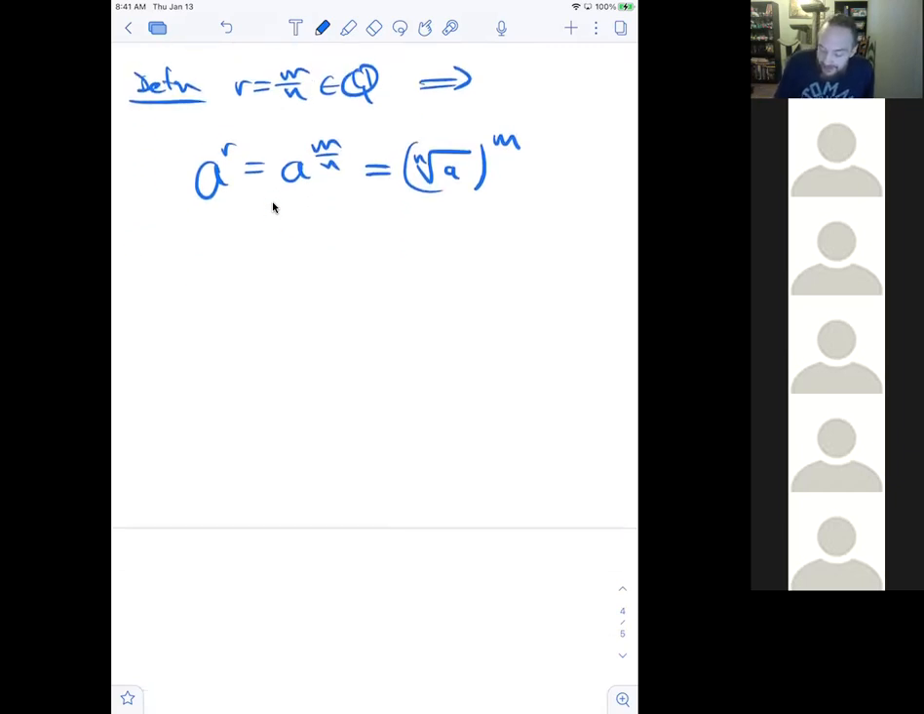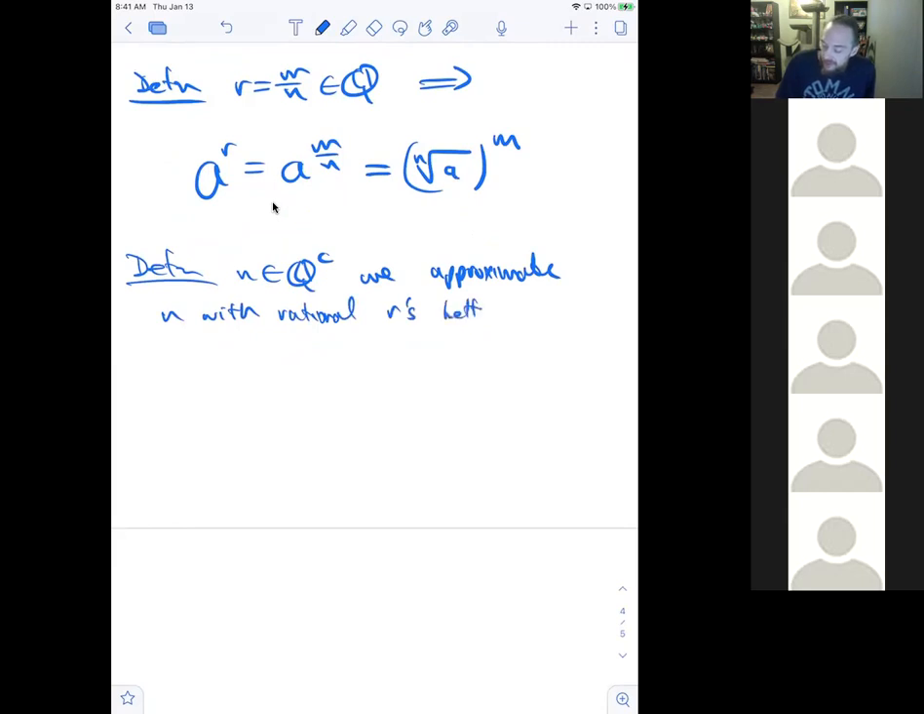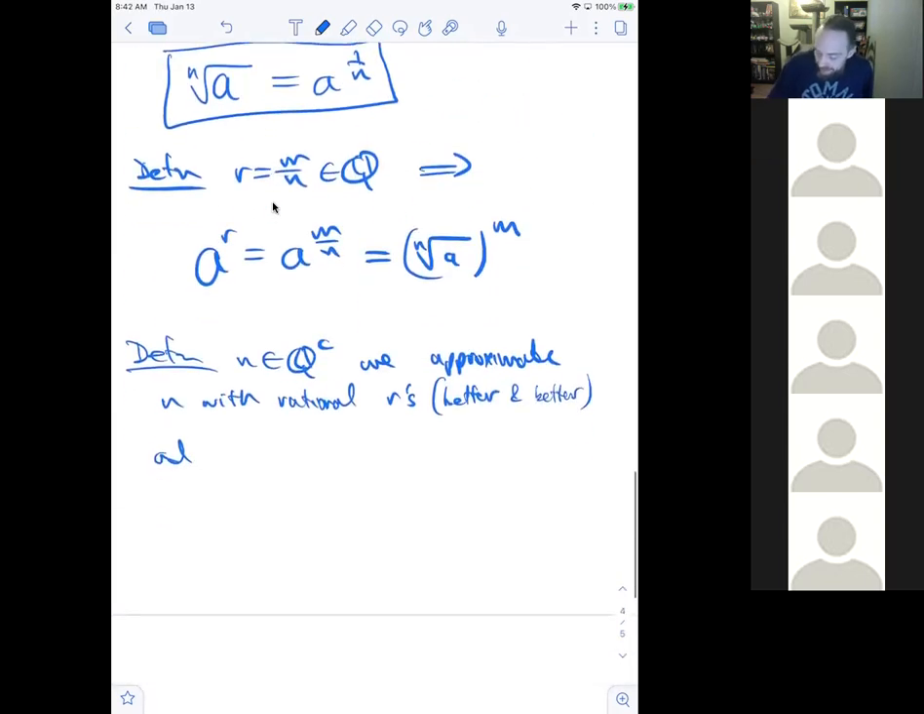And then the final thing we have is a definition, essentially. If n is an irrational number, we approximate n with rational r, better and better. Usually we find a sequence or something that can approximate the irrational number with rational numbers. And we define a to the n equal to the limit as r approaches n. So we get our rational numbers getting closer and closer in decimal expansion to n. So we use a to the r, where r is rational, to approximate the irrational ones.